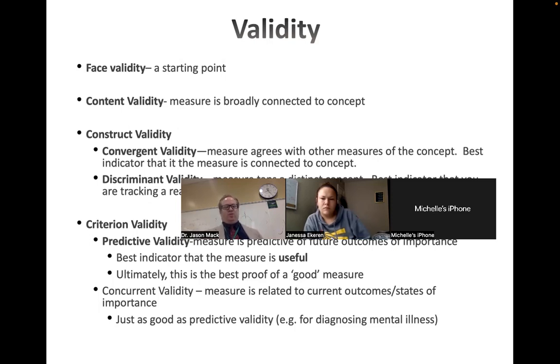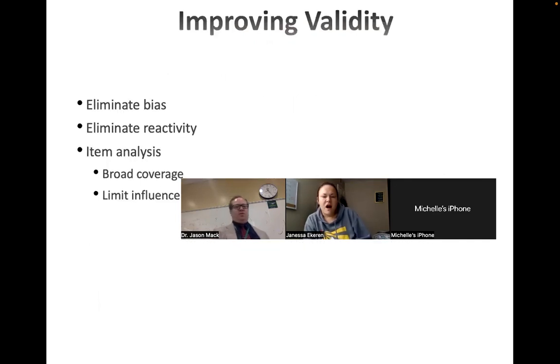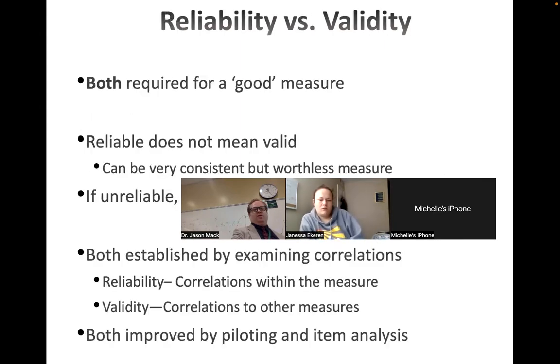Just good predictability, like diagnosing mental illness. Makes sense so far? Ish. Why do we do this? We want to eliminate bias, limit reactivity, item analysis, broad coverage, and limit influence of other variables.